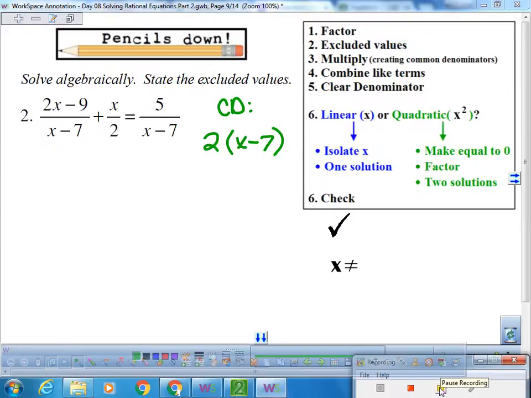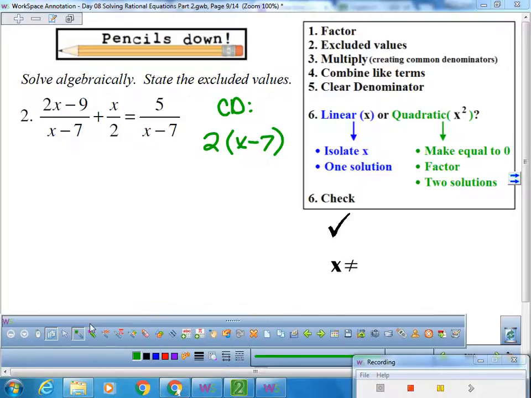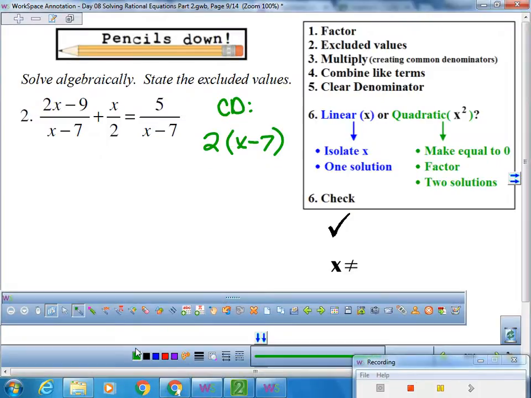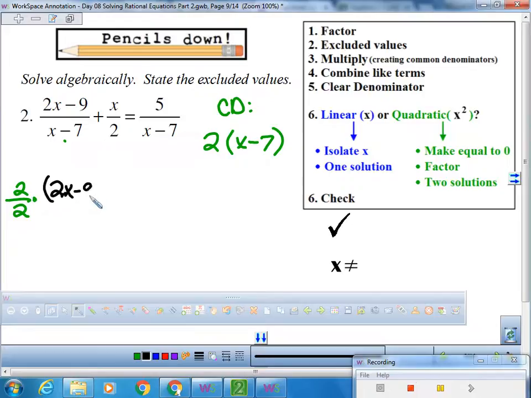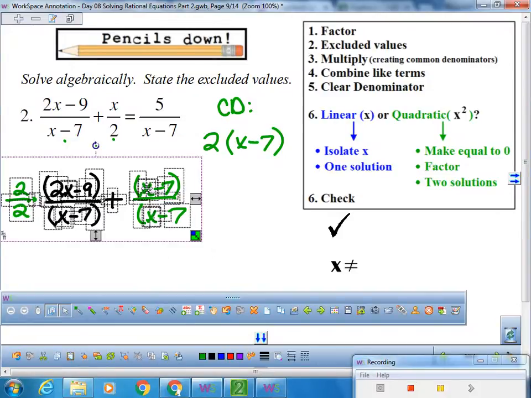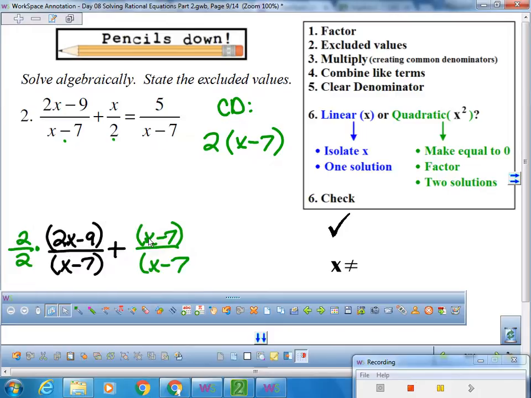Let's pause this. Okay, so we know that this one, our common denominator is 2 times the quantity x minus 7. So I'm going to do better this time, and I'm going to actually rewrite it out. So this one, I'm going to have to multiply by 2. So I say 2 over 2 times the quantity 2x minus 9 over the quantity x minus 7, plus this one I'm going to have to multiply by the quantity x minus 7 over x minus 7. I'm going to run out of room. I'm going to move this down a little bit.